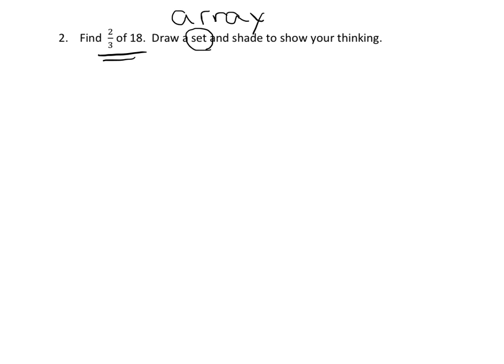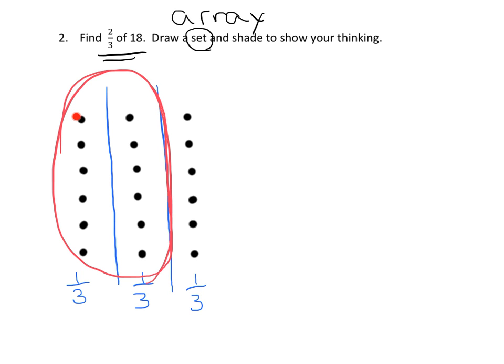So if we want to know what 2/3 is, well, here we go. Here's our 2/3. And what is that? 1, 2, 3, 4, 5, 6 in each column. So 6 plus 6 is 12. All right, so the answer here is 12 dots.